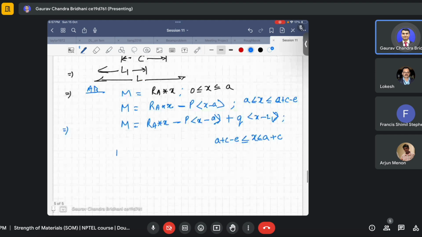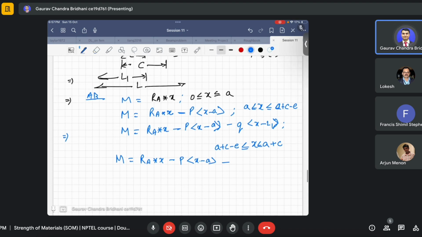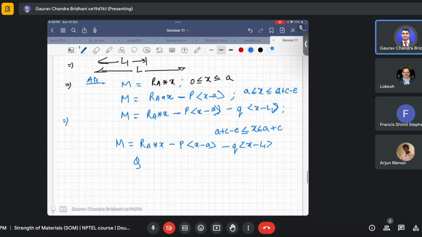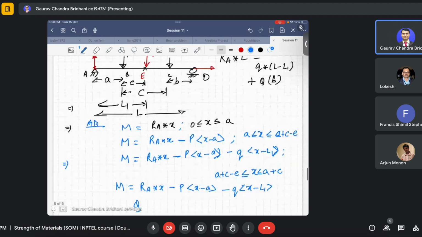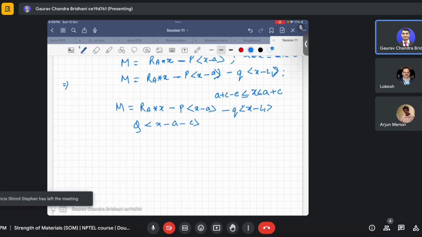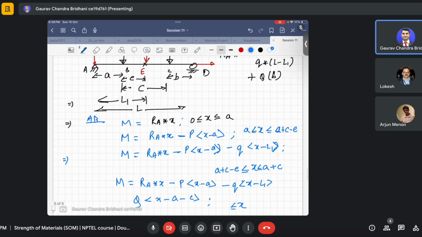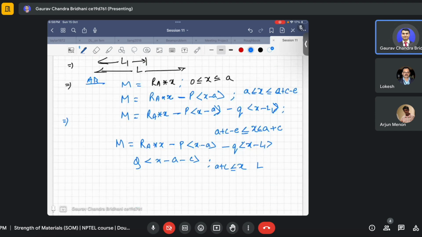Then we'll have one more final equation, for the last one, RA into X minus P into X minus A, and then also minus Q into X minus L1, and then capital Q into X minus A minus C. So this is for X from A plus C to less than or equal to L, the total length.